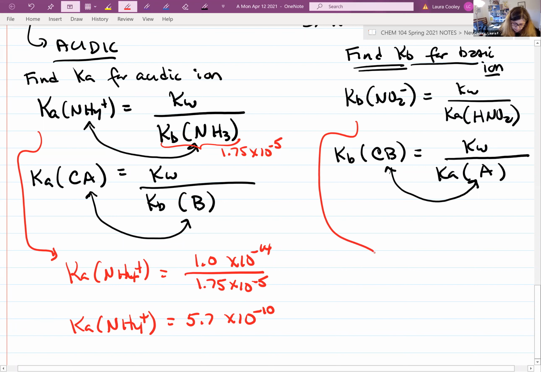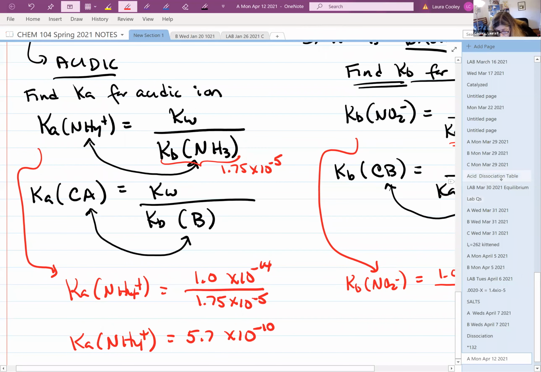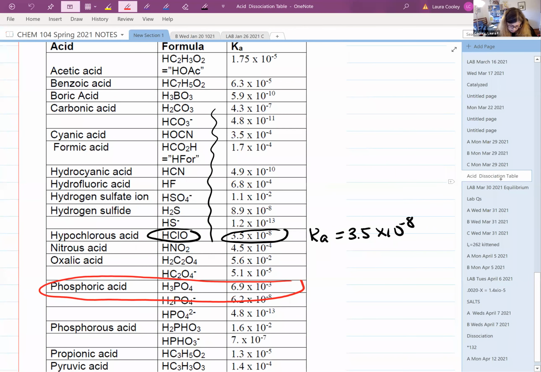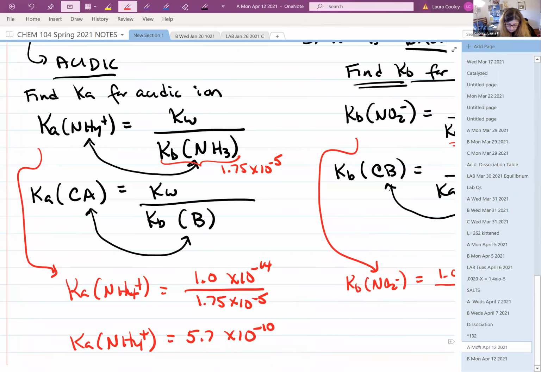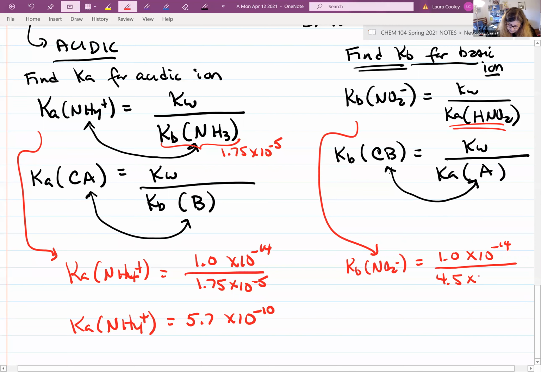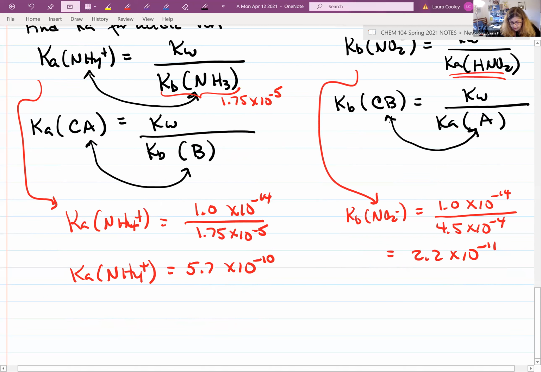And over here, the Kb for NO2 minus is Kw over Ka for HNO2, which if you just go to the acid dissociation chart and look that up, HNO2, it's right here, it's 4.5 times 10 to the negative 4th. Which is 2.2 times 10 to the negative 11th. Even though these are both very small numbers, this one is larger.